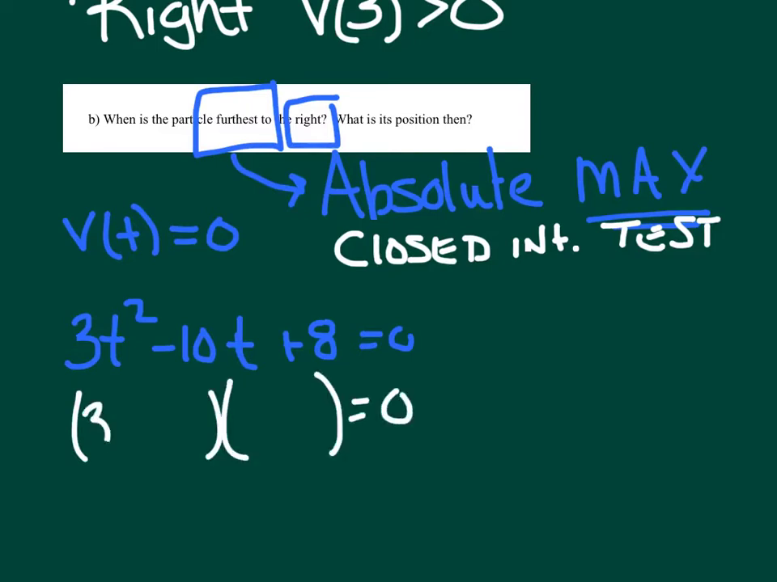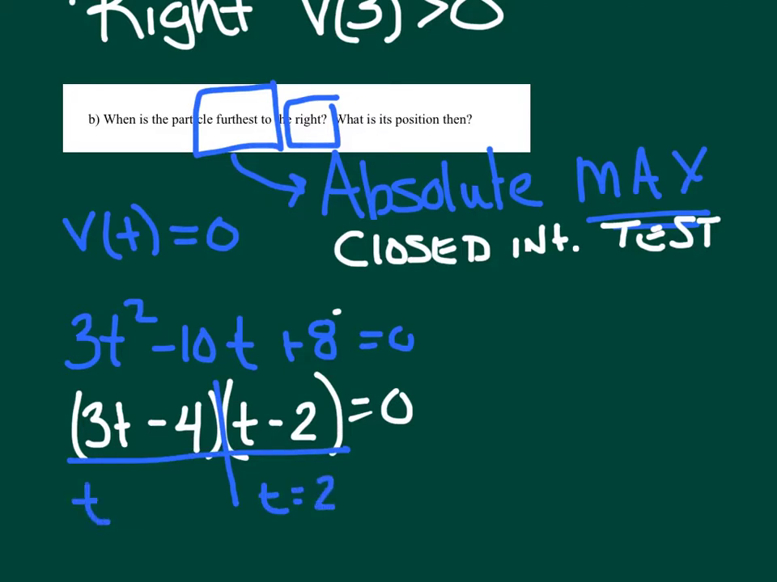I only have one option for my first term, 3t and t. So I can go with 4 and 2, 2 and 1. Let's see, I'm going to go with a 4 and a 2. That's a negative. Will that work? Negative 6, negative 4 gets me a negative 10. Negative 4 times negative 2 is a positive 8. So that certainly works. I get t equals 2 and t equals 4/3.